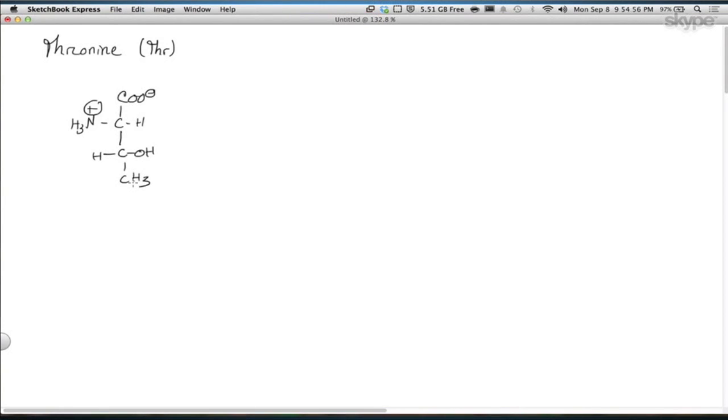Okay, which of the 4 types of side chain is that? Polar. Excellent. What type of functional group is there on the side chain? Alcohol. Okay, great. Excellent.